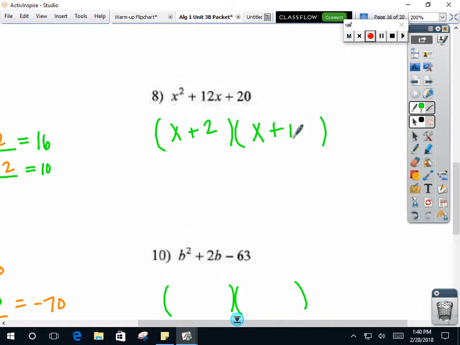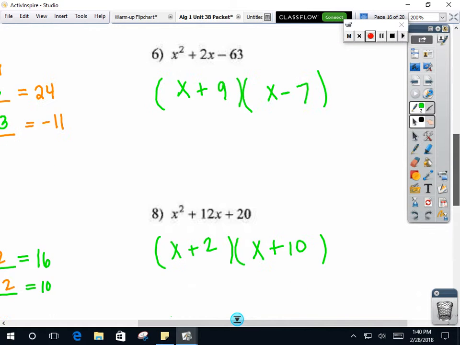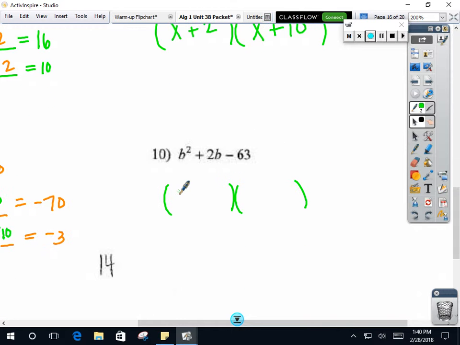Very good. Okay, number 10 was the exact same as number 6, so it's just b plus 9, b minus 7. Or you may have wrote b minus 7, b plus 9. That's okay. All right, now turn to page 15.